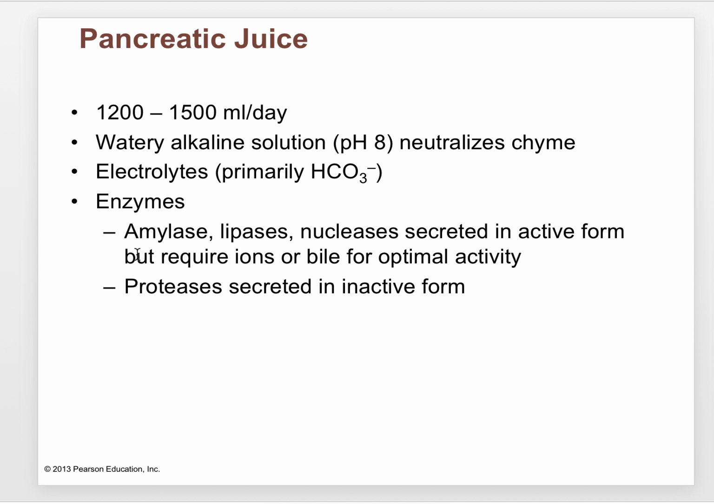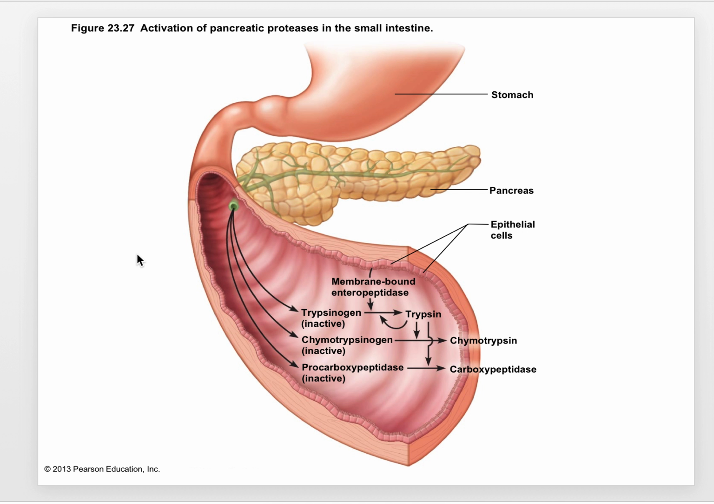Pancreatic juice can be 1,200 to 1,500 milliliters per day. It's a watery alkaline solution. It neutralizes the chyme. Remember, the chyme is the substance that's coming from the inside of the stomach into the small intestines. Pancreatic juice has electrolytes and has enzymes, mainly amylase, which breaks down carbohydrates, lipase breaks down fat, nucleases break down nucleic acids, proteases break down proteins. And this shows a picture of the pancreatic duct emptying its chemicals into the duodenum.